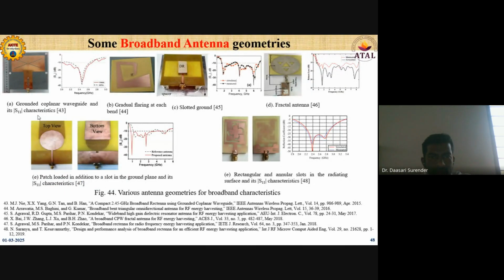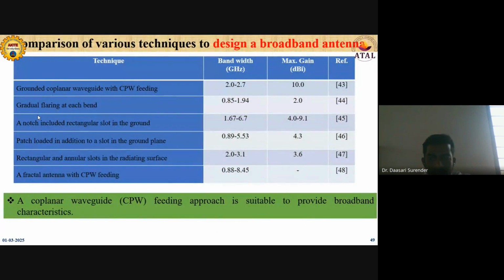And other broadband antenna geometries were presented. Here, coplanar waveguide structure, gradual flaring structure, slotted ground, fractal geometry, and slotted approaches, and one more thing, rectangular and annular slots. Slotted approaches are highly adopted for getting broadband characteristics. A comparison of various techniques to design broadband antennas is presented in the table. Here a coplanar waveguide feeding approach is suitable to provide broadband characteristics.